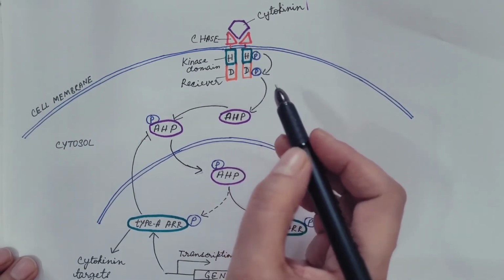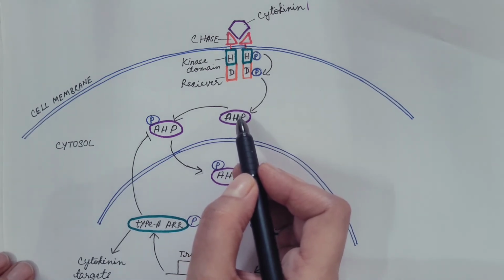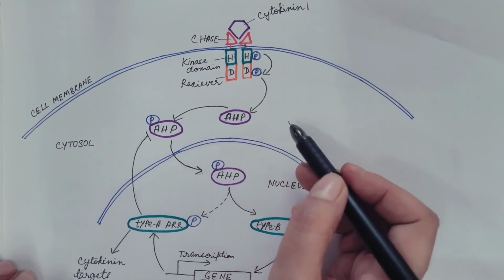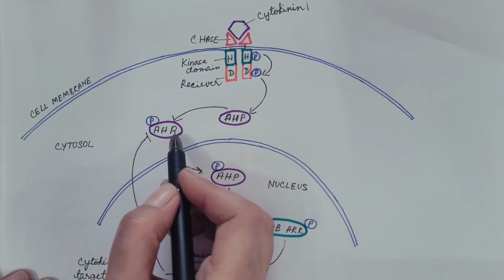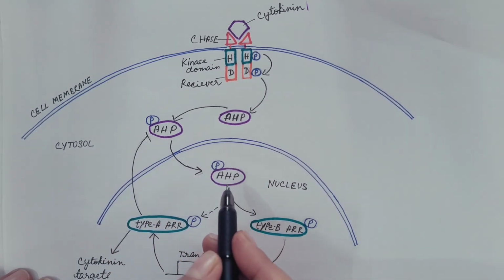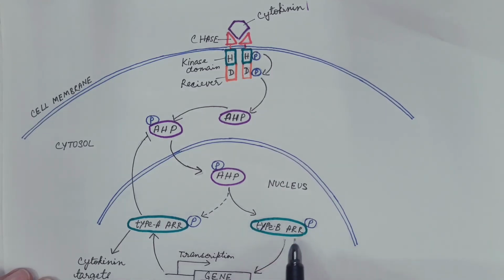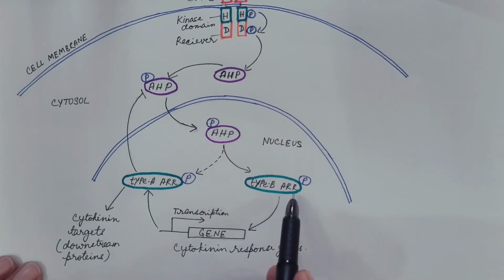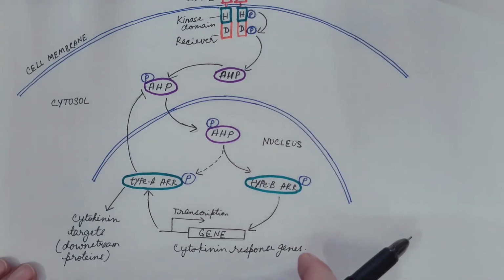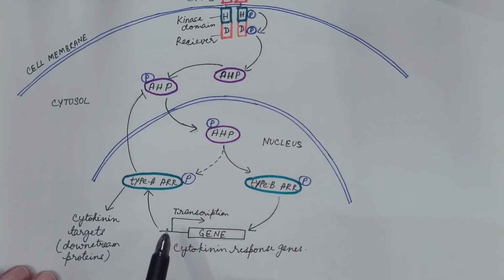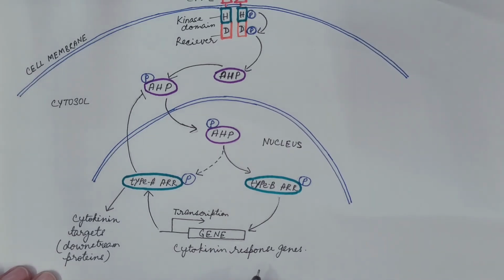Subsequently, this phosphate group is transferred to the AHP, that is the histidine phosphotransfer protein, which acts as the signaling shuttle between the cytosol and the nucleus. This phosphorylated AHP is then translocated into nucleus, which then leads to the phosphorylation of the aspartate residue present in the receiver domain of type B ARR, that is the response regulator. This leads to the activation of the type B ARR. This activated type B ARR binds to the promoter region of the cytokinin response gene. This binding leads to the transcription of cytokinin response gene including type A ARR. This results in the cytokinin response, which is seen as the physiological effect of cytokinin in plants.